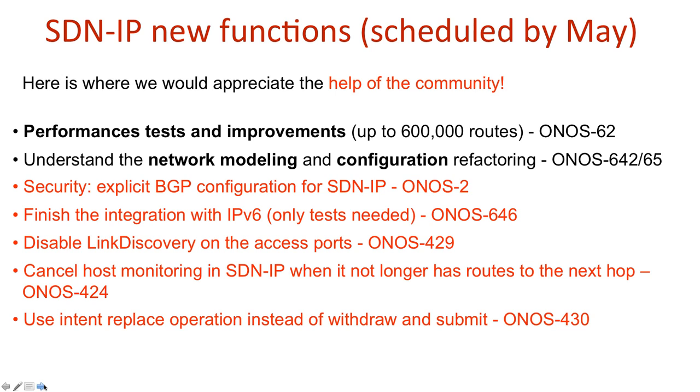So to do this, I put this in by May because, of course, this depends not just on SDN-IP itself, but also on the performance provided by ONOS itself, right? So it's not just SDN-IP, but it's the whole stack down to the southbound that we need to review, okay? Then we need to understand the network modeling and do a kind of configuration refactoring.